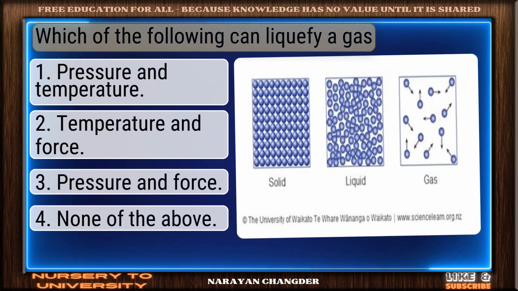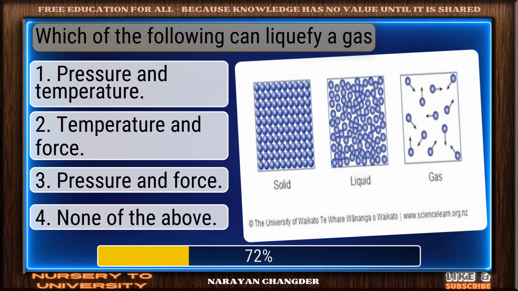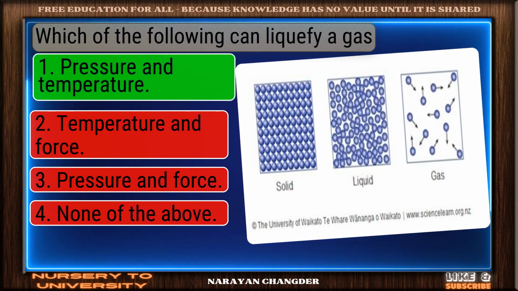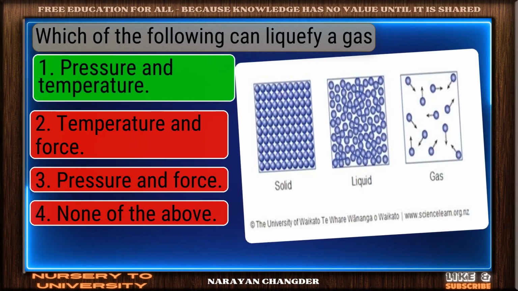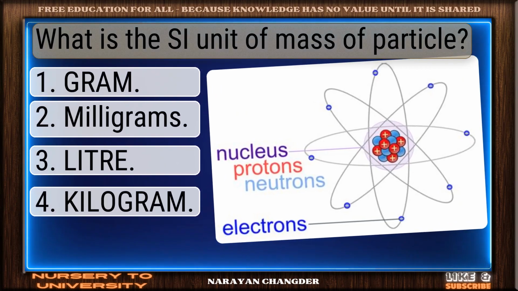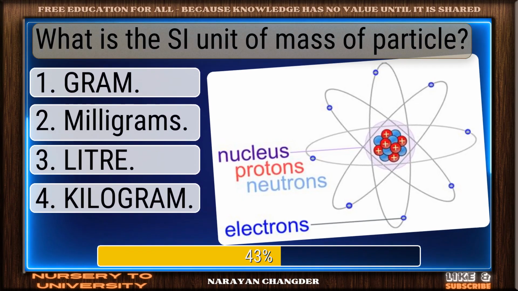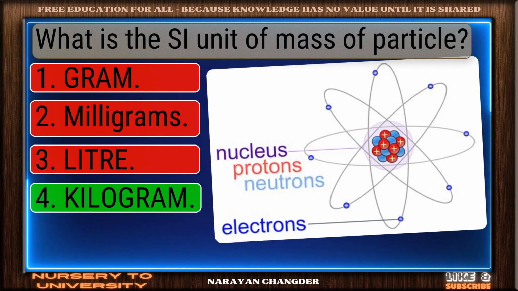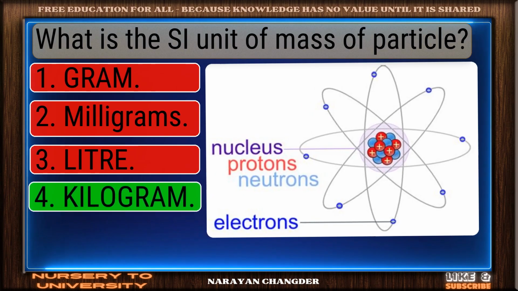Question number 75. Which of the following can liquefy a gas? Nicely done. Pressure and temperature is a solid answer. Question number 76. What is the SI unit of mass of particle? Strong choice. Kilogram is the right answer.